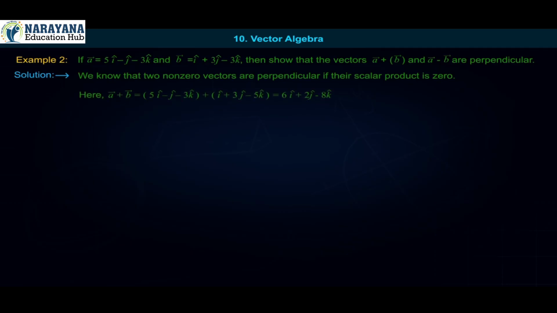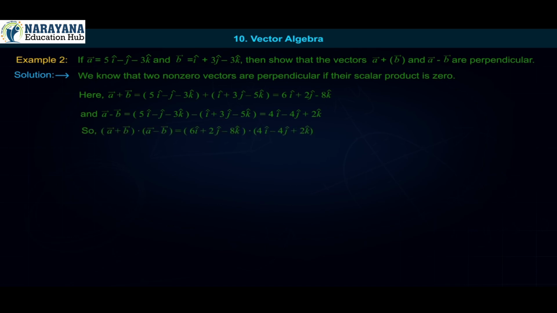Here, vector A plus vector B is equal to 5i cap minus j cap minus 3k cap plus i cap plus 3j cap minus 5k cap is equal to 6i cap plus 2j cap minus 8k cap, and vector A minus vector B is equal to 5i cap minus j cap minus 3k cap minus i cap minus 3j cap plus 5k cap is equal to 4i cap minus 4j cap plus 2k cap.